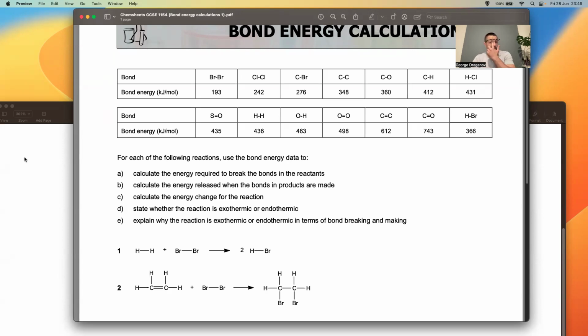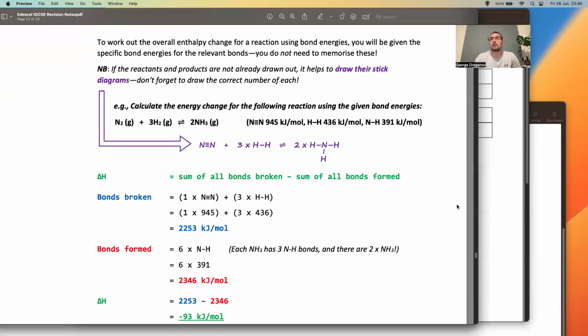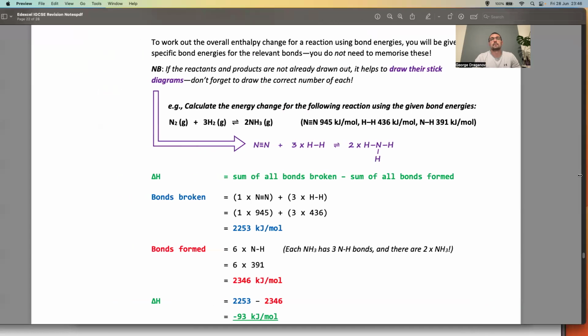So firstly, you need to know the formula for this. And the formula is the sum of all bonds broken minus the sum of all bonds formed. So that basically means the left side minus the right side of the equation compared to where the arrow is.